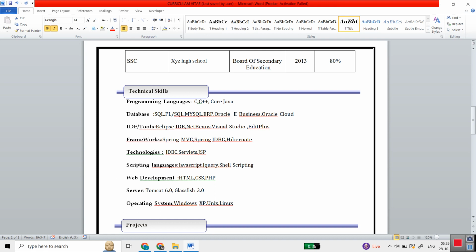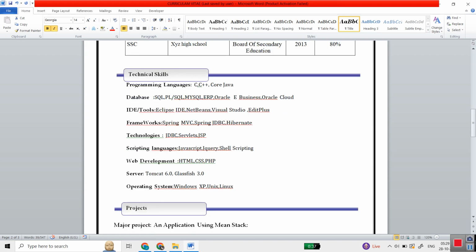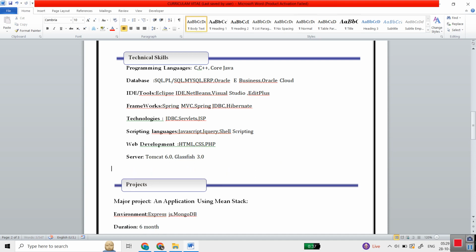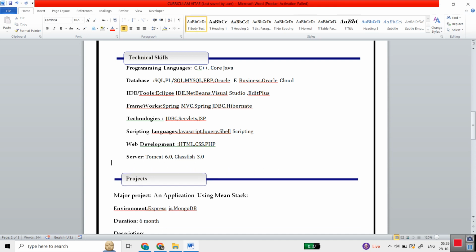I have mentioned C++, core Java, SQL, I know these things. For IDE tools, I have worked with Eclipse, NetBeans, Visual Studio, and EditPlus. Spring MVC and JavaScript I also know. For servers, we mostly use Tomcat, and I know GlassFish also. For Windows, you can remove this operating system section. This is not required right now, so no need to worry, remove this one.